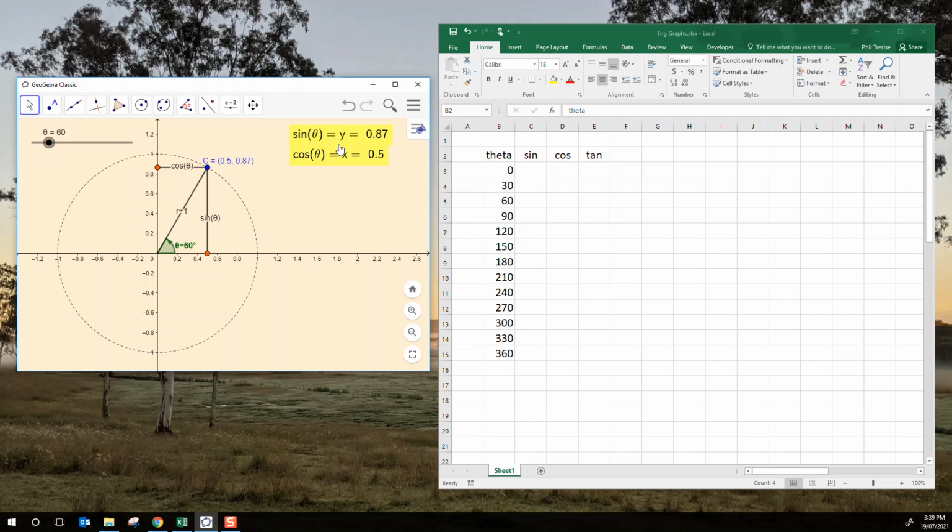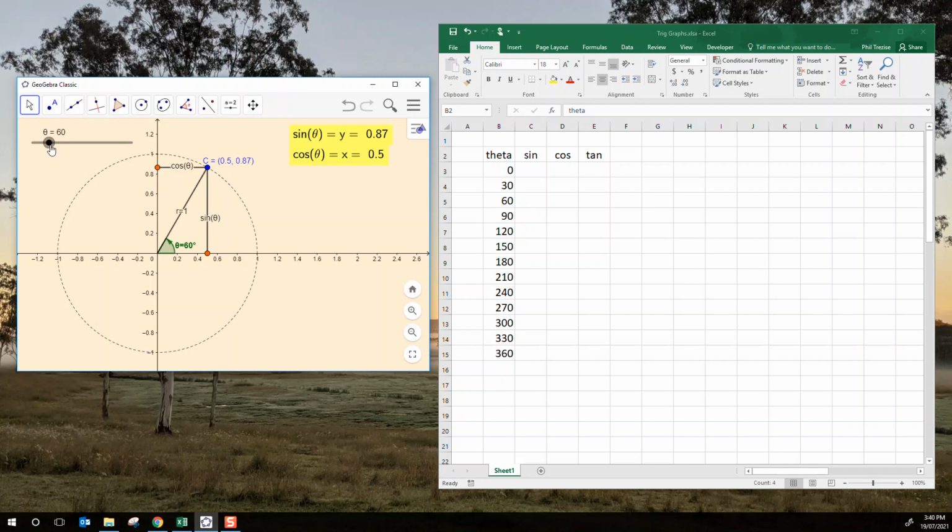It doesn't change it. If I wanted the cosine of the angle, I would go the horizontal coordinate, the x-coordinate, the adjacent side, divided by 1. Again, dividing by 1 doesn't matter. And so we can see the x-coordinate of this point is 0.5. The cosine of 60 degrees is 0.5. The y-coordinate is 0.87. So the sine of 60 degrees is 0.87.